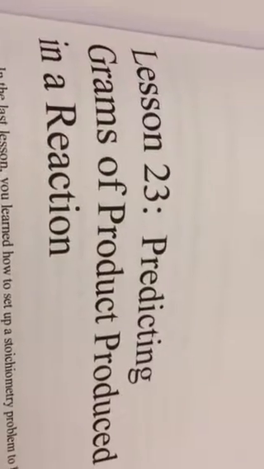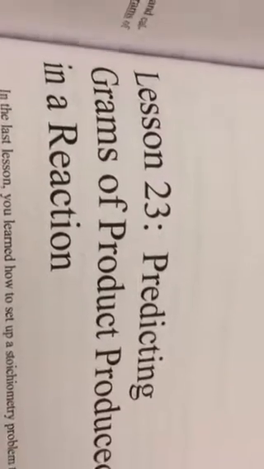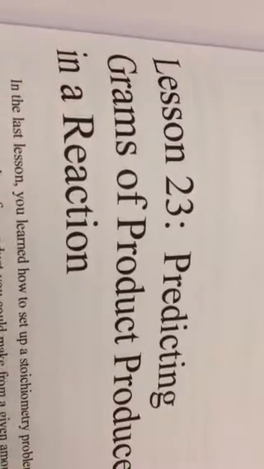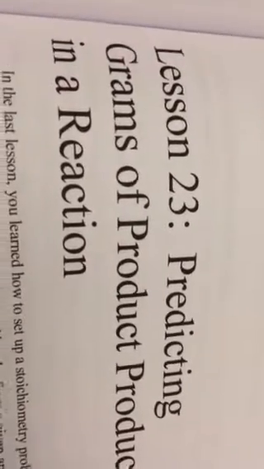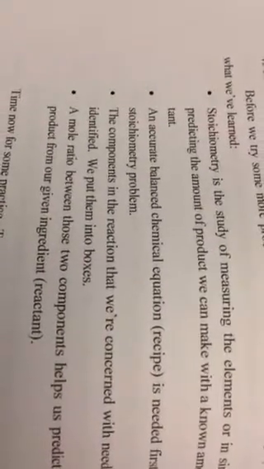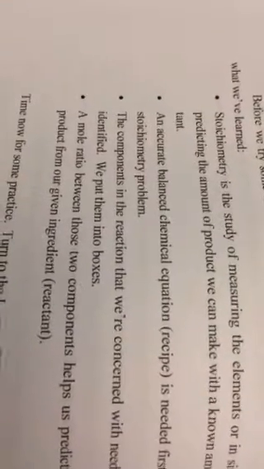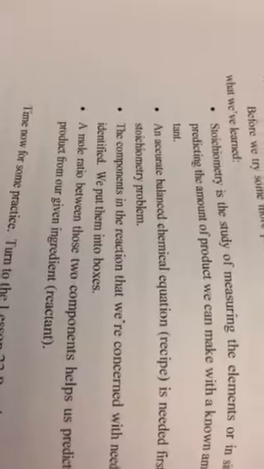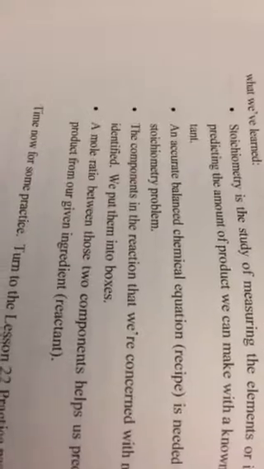Hi guys, we're on lesson 23, predicting grams of product produced in a reaction, which is really the same as lesson 22 with an extra step, where we predicted moles that a reaction would produce. And if you remember the rules from that, they're on S218. We write the chemical formula out in an equation. We make sure that it's balanced. We then isolate what we're concerned with to get our mole ratio, and we use that mole ratio to do our math. Well, it's the same thing over here with an extra step.